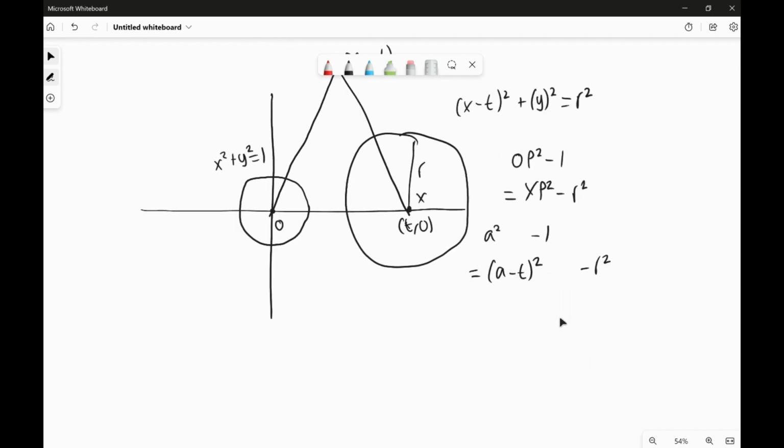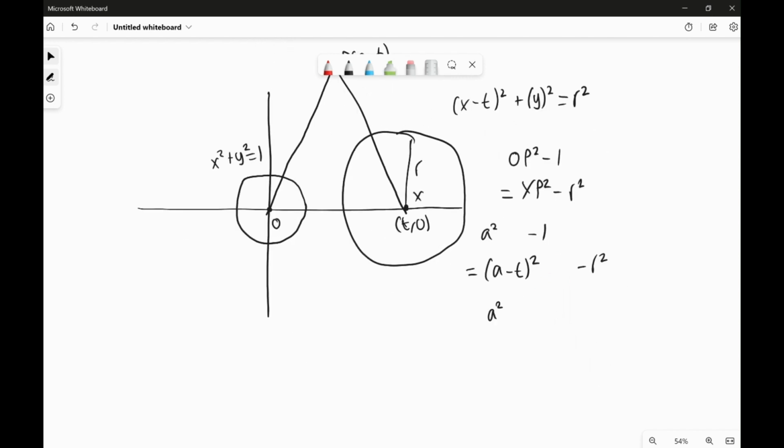So now we can just expand this to get a squared minus 1 equals a squared minus 2at plus t squared minus r squared. And surprisingly, the a squares also cancel. So those go away.